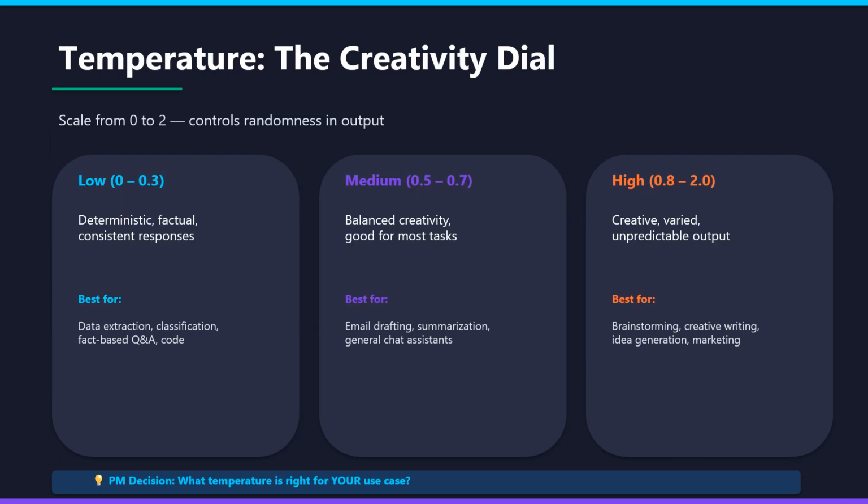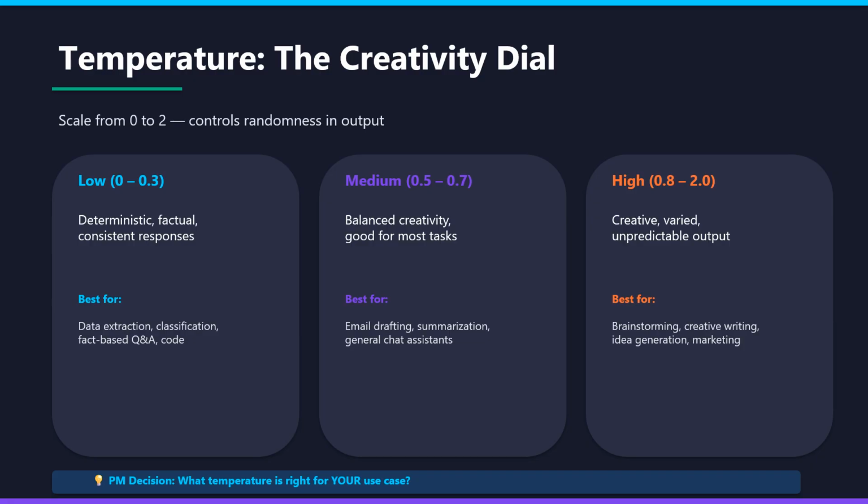The third key concept, temperature. This is the creativity versus consistency dial, and it's one of the most important product decisions you will make. Temperature is a number, typically between 0 and 2, right? That controls how random the model's output is. At each step, the model calculates the probabilities for every possible next token. Okay, the temperature controls how it picks from those probabilities. Look at these three cards on the screen.